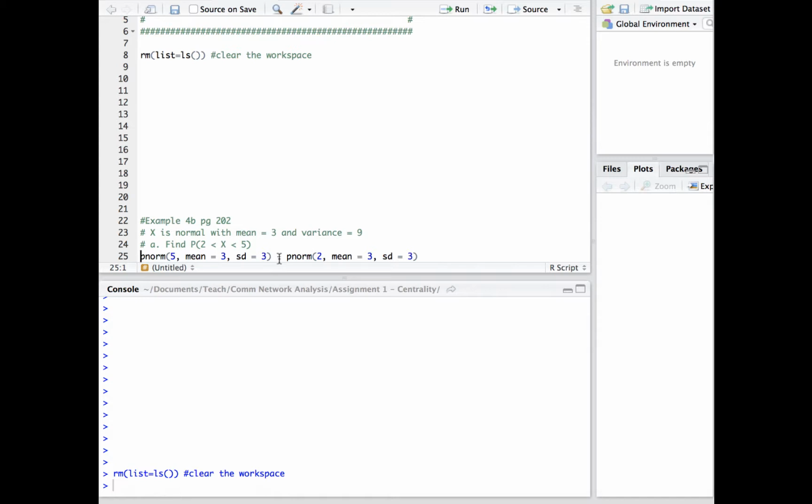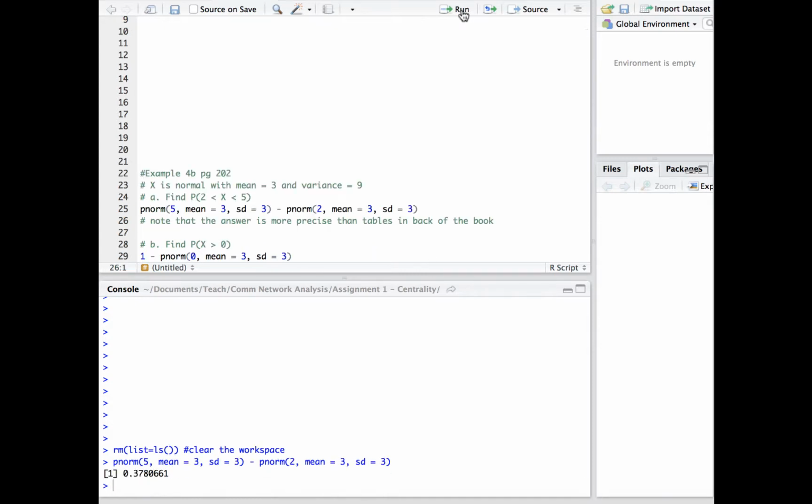Then we're going to subtract what we don't need from this set, which is the distribution function for a random variable of 2 or less. Same mean and same standard deviation. That will give us the probability that a random variable falls between 2 and 5 given those parameters. So if we go here, we can calculate and run that to make sure that you have the same result of 0.3780. And that will also match what you have in your textbook.